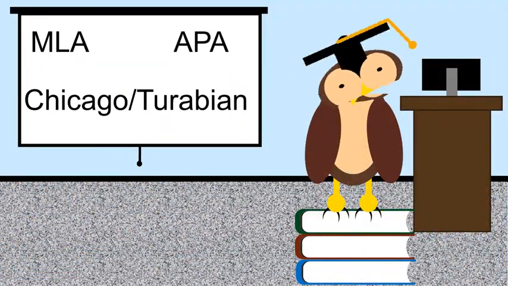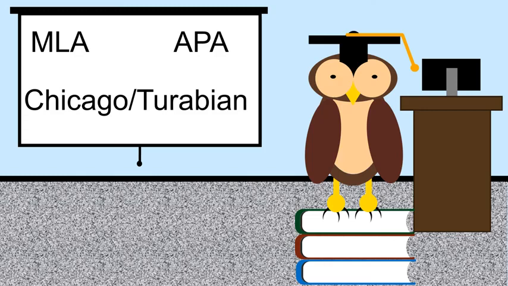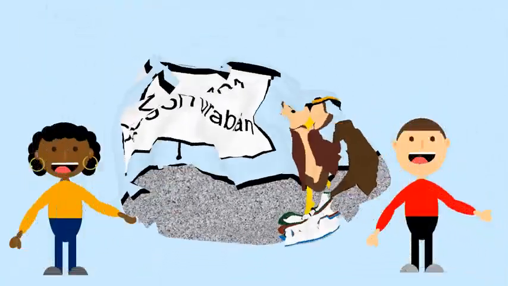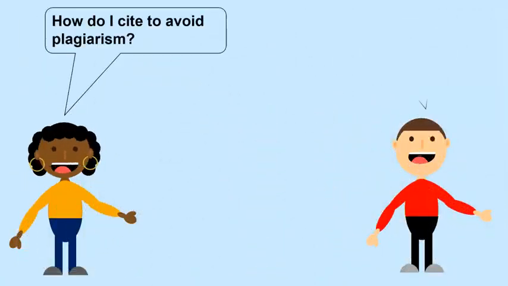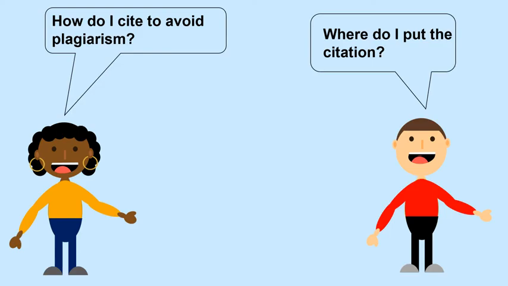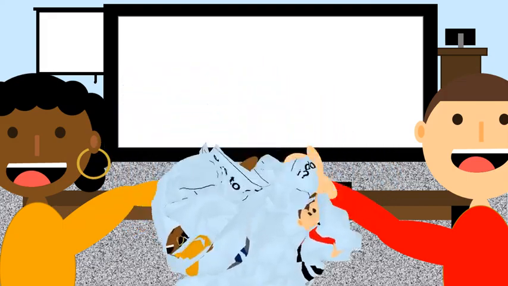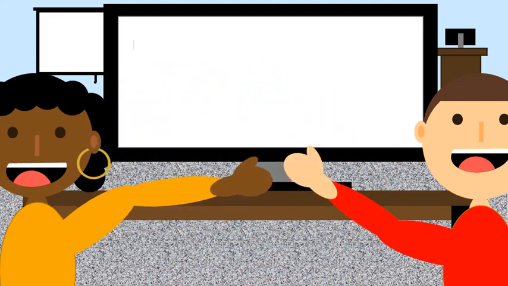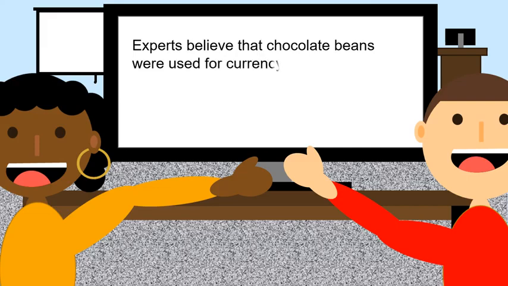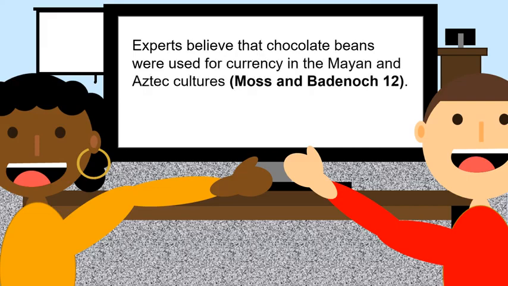There are three major citation styles: MLA, APA, and Chicago-Turabian. Your teacher will tell you which citation style they expect you to use for your paper in a particular course. All three of these citation styles have two important elements you need to avoid plagiarism. First, you need to include a citation in the body of your paper after you've finished writing about the other person's idea. This distinguishes your idea from theirs.